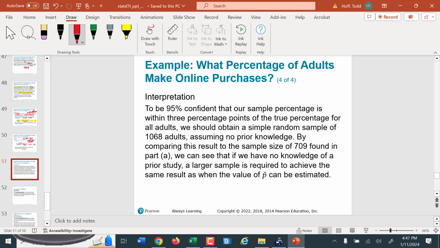So the interpretation here is, at a 95% confidence interval, if we are looking to stay within a margin of error of less than 3 percentage points, if we don't have an estimate of the proportion, we need 1,068 people in our sample. If we do have that estimate, that 0.79 in this case, then we can reduce that sample down to 709 because we know that we're a little bit further from the center.